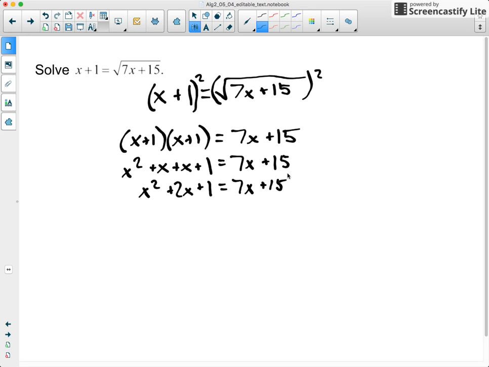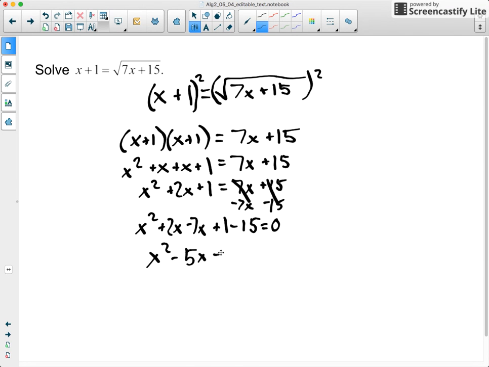Now, this is going to look kind of like a quadratic equation because it really is. We're going to move all of this over to the other side, so we're going to subtract 7x and 15 from both sides of the equation. So we'll have x squared plus 2x minus 7x plus 1 minus 15 equals 0. So those cancel. And then we have x squared minus 5x minus 14.